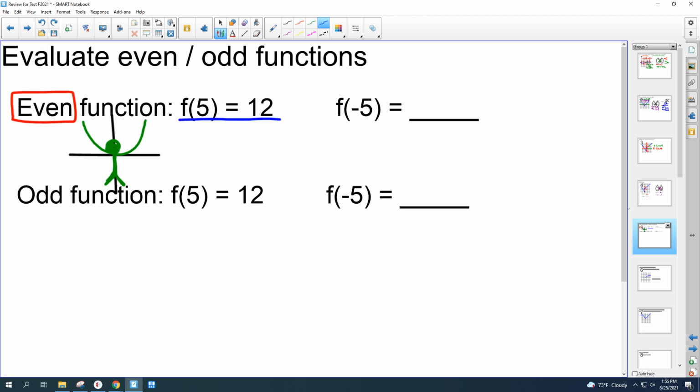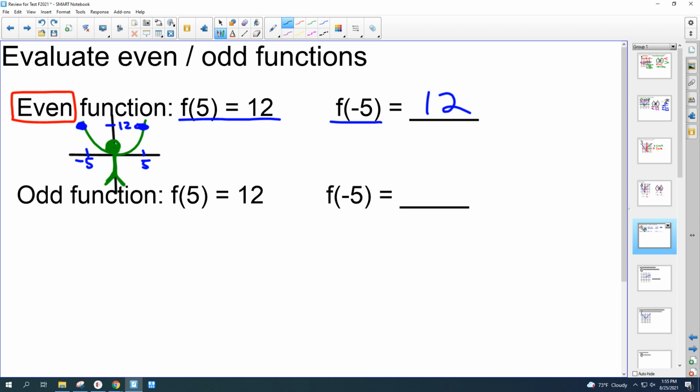And so f of 5 equals 12 means when we go over 5, we get a value of 12. That's what that means. So on an even function, when we're looking at f of -5, that means we go over to -5. And because this is an even function, it has to be even with that other value. These two are even with each other. And so f of -5 equals 12. I think that's an interesting result of odd and even.